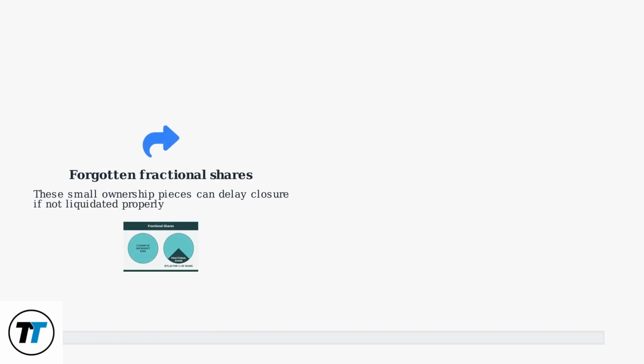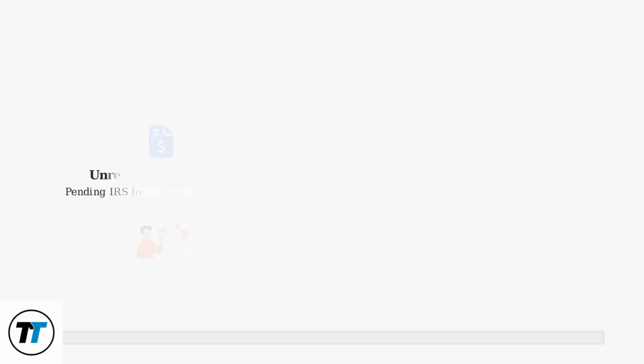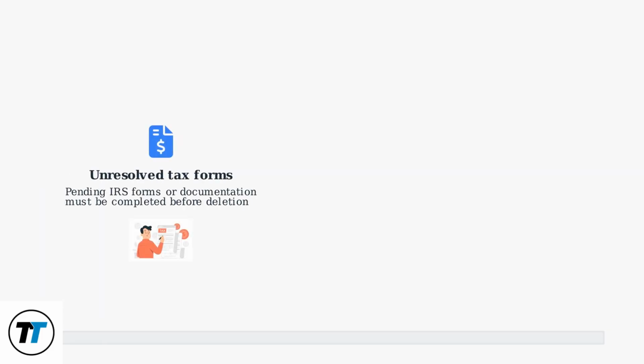The first issue involves forgotten fractional shares, which are small portions of stock ownership that must be liquidated before closing. Unresolved tax forms present another common barrier. Interactive Brokers requires all tax documentation, such as Form 1099-B, to be processed and acknowledged before account deletion.